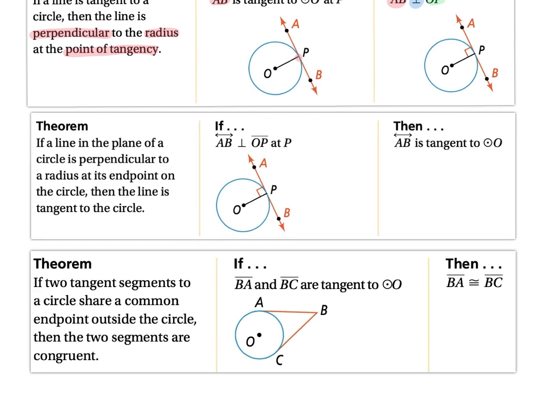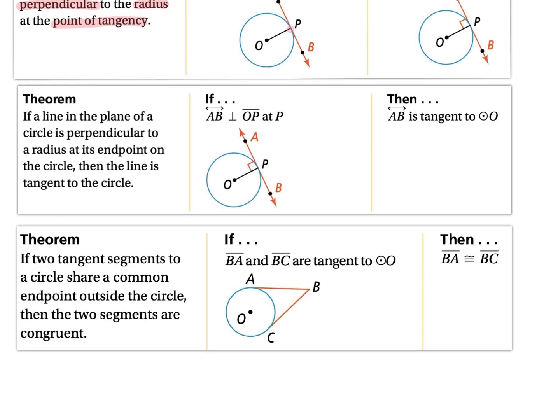The second theorem says that if a line in the plane of a circle is perpendicular to a radius at its endpoint on the circle, then the line is tangent to the circle. Now, let's look at this diagram. If ray AB here is perpendicular to line segment OP at the point of tangency P, then AB is tangent to circle O.